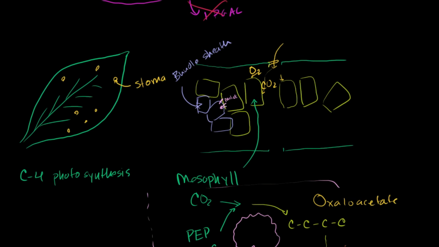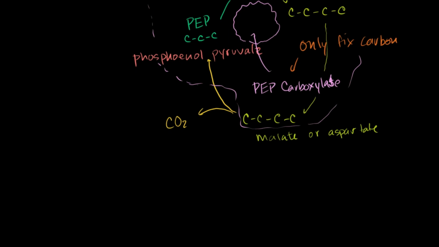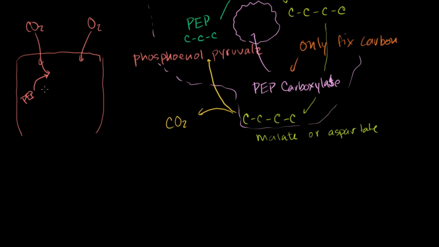So let me draw this a little bit neater. So over here, with exposure to the air, you have your mesophyll cell. Air is coming in, O2, CO2, everything is coming in, but only CO2 can be fixed with PEP. So you have the PEP here, the phosphoenolpyruvate. So you have your PEP here. Only CO2 can be reacted with PEP because of the PEP carboxylase.